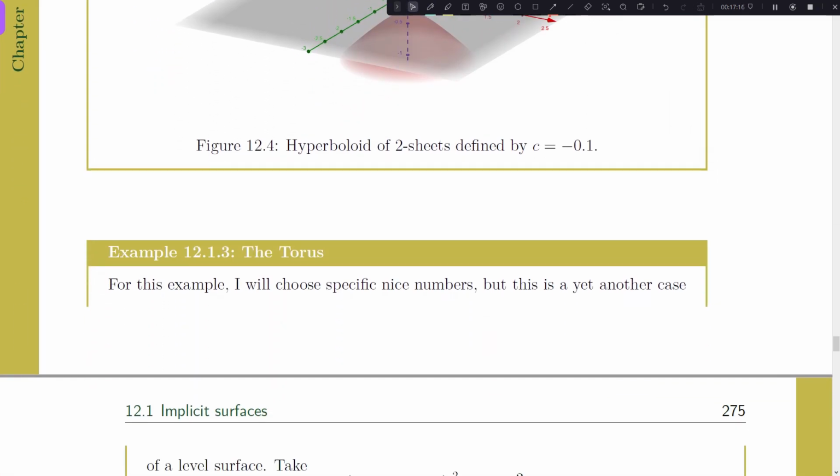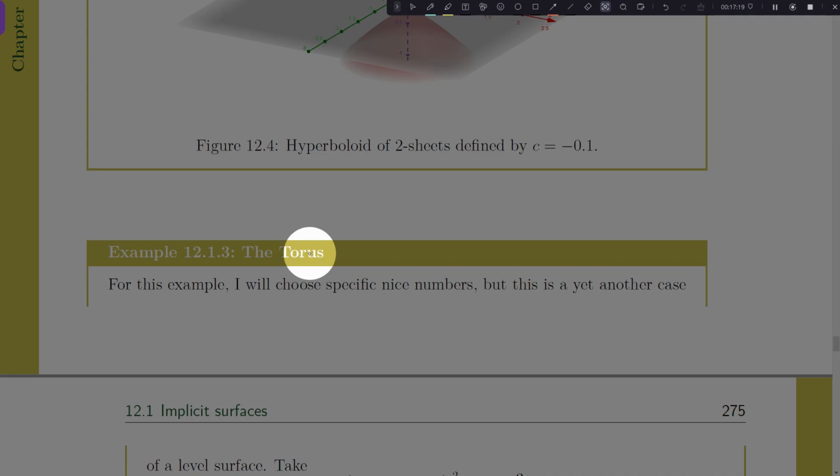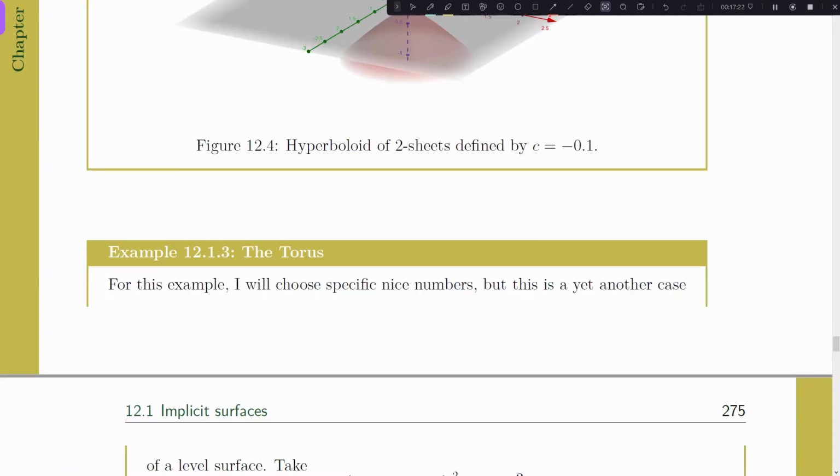Okay, so this is a fun example. It's called the torus, and in mathematics, this torus is a very special word. It means mathematical donut. And by that, we're thinking of the object which looks like a donut, but we're describing it mathematically. So, or a bagel, if you like bagels better.